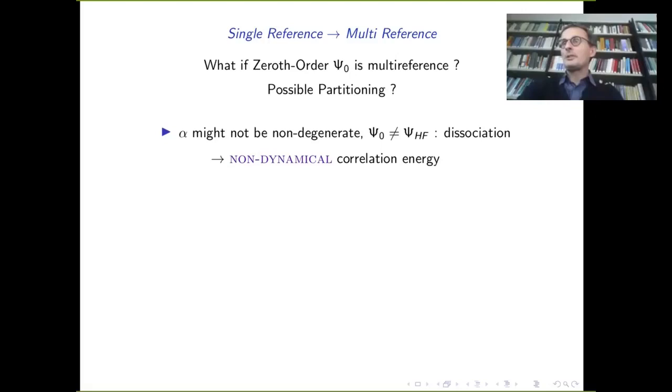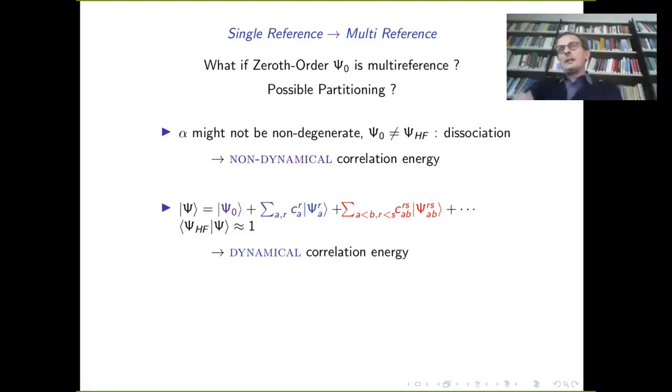Evidently, non-dynamical means that there is also some dynamical correlation energy, and that's the one that I was concentrating on. That is all that you want to retrieve, assuming that the wave function can be reasonably depicted as a single reference at zeroth order. Something that I wrote over here means that the exact wave function can be projected onto the Hartree-Fock solution, and that this projection is close to one. I won't give any numbers, but that would typically be the structure you have when describing the H2 molecule close to the equilibrium distance.